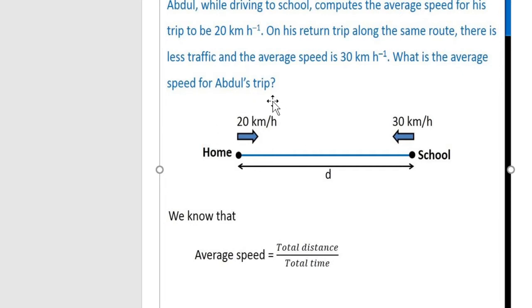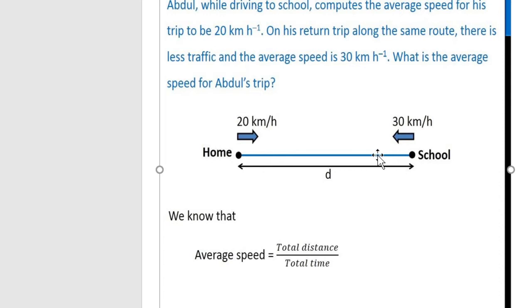Abdul, while driving to school, what is the speed when he travels from home to school? 20 kilometers per hour. Okay, and he's coming back from school with what velocity? 30 kilometers per hour. Now you have to calculate the average speed of Abdul's trip. He goes at 20 and he comes back at 30. So what is the average speed? Now here you don't know the distance, right? So you will consider the distance to be d. So let's say the distance is d.